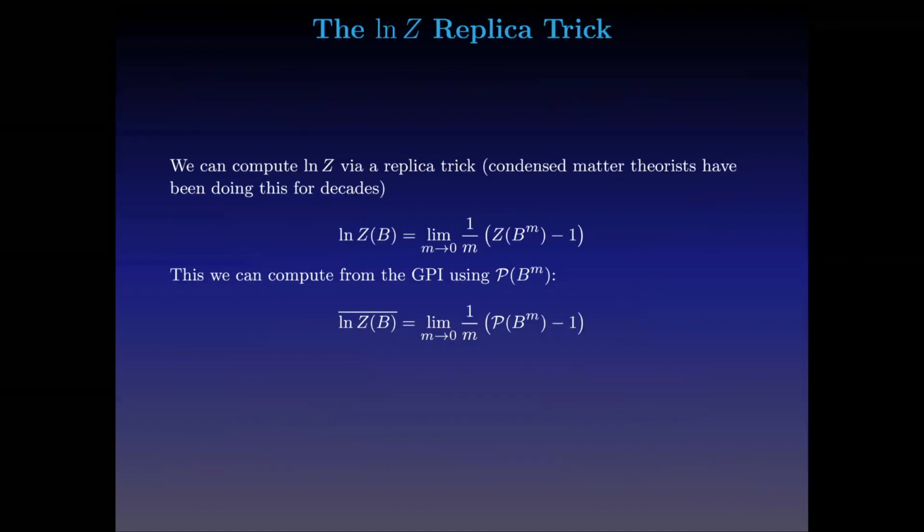Okay. So you'll notice this is a different replica trick. I'm not sure where I got cut off, but I'm going to start here. Here we have to take a limit as the replica parameter m goes to 0 as opposed to 1. So this is a different replica trick, but nonetheless, it involves the introduction of m replicas and then taking the limit as they approach a certain value. And so this is something that we can compute from the gravitational path integral. So we replace this by PB to the m, which allows us to compute this gravitational path integral average of log Z of B.